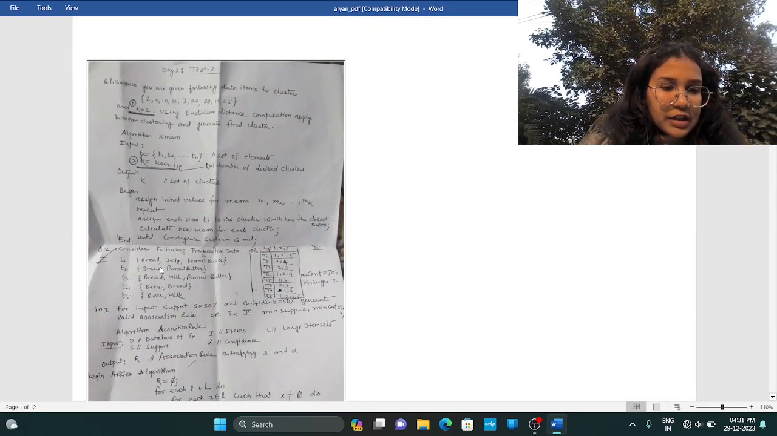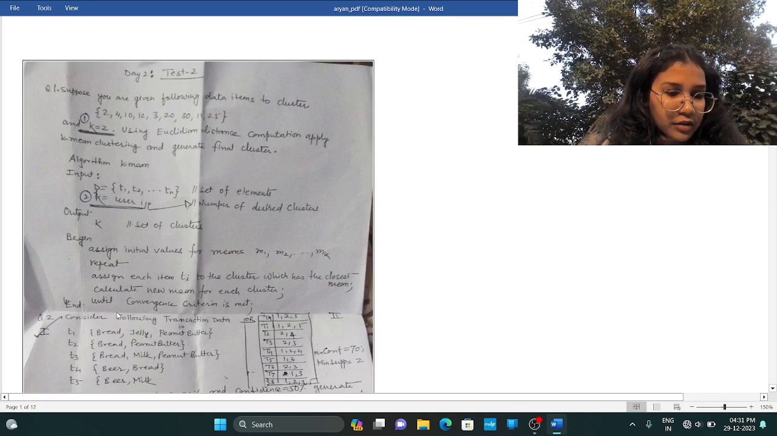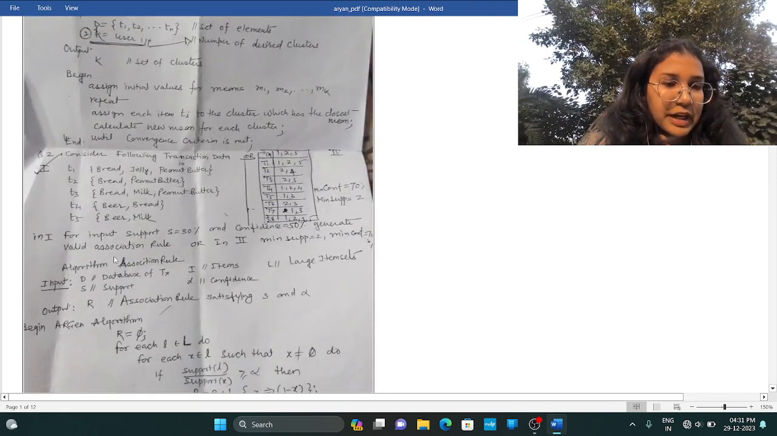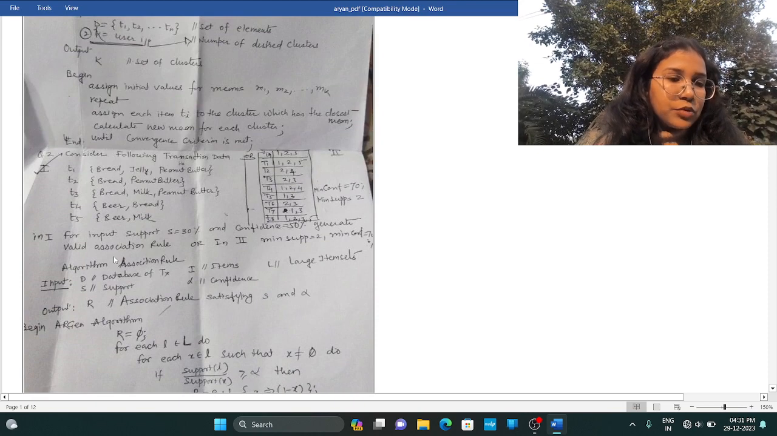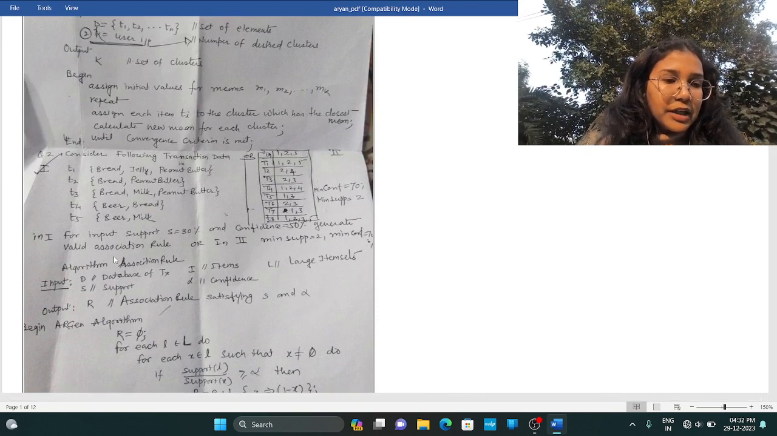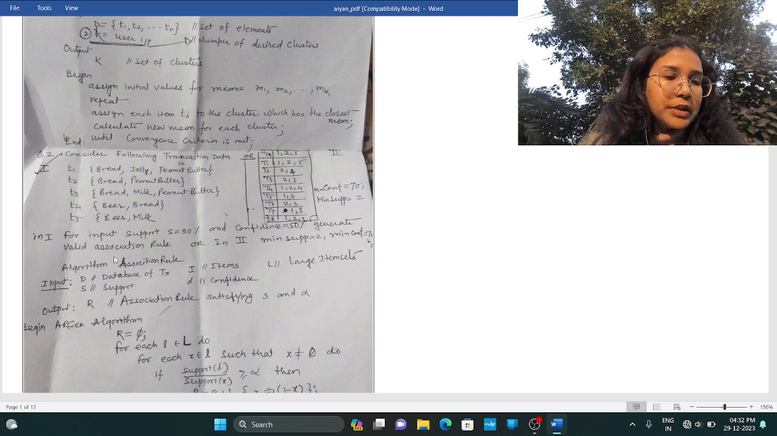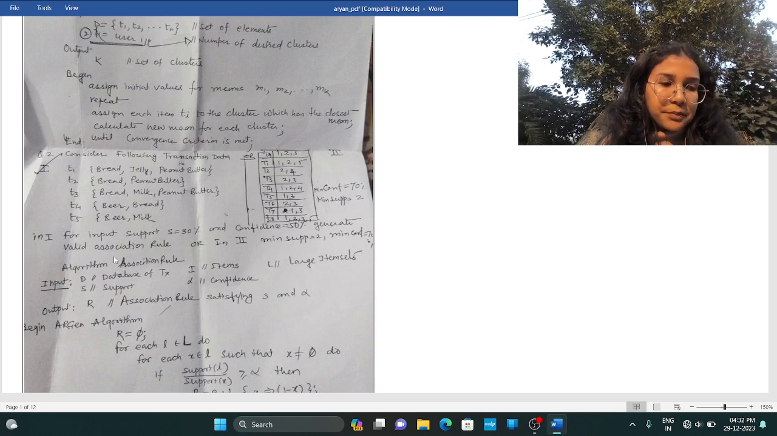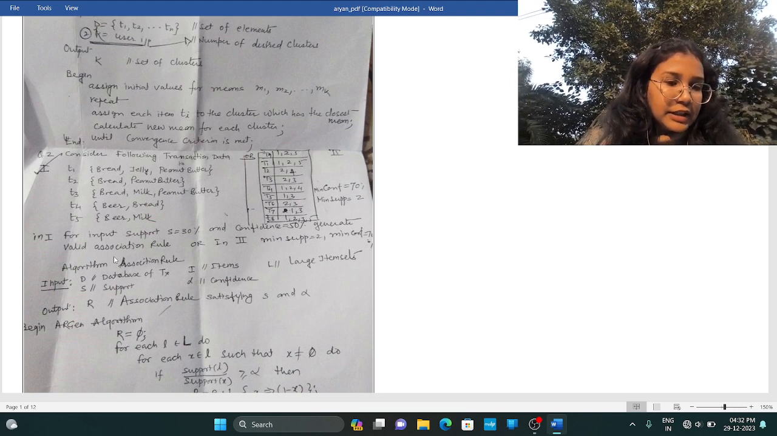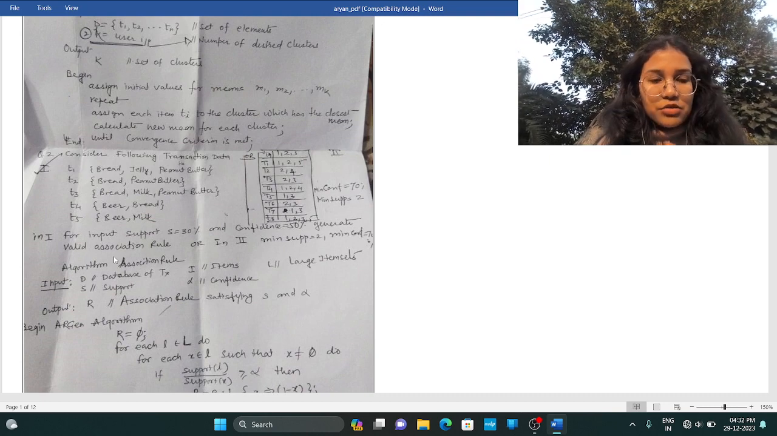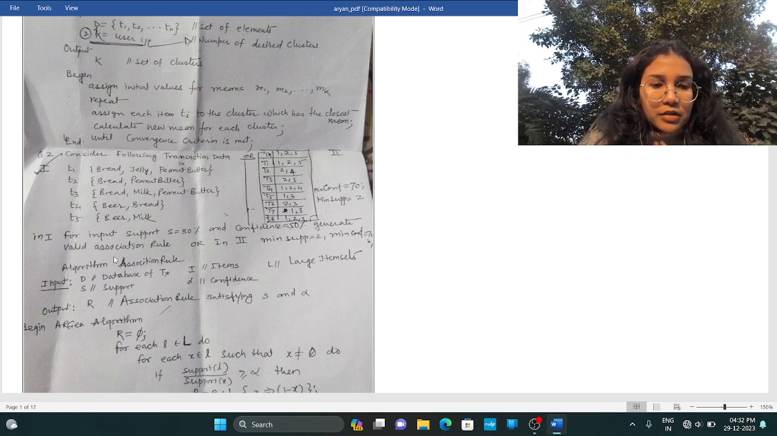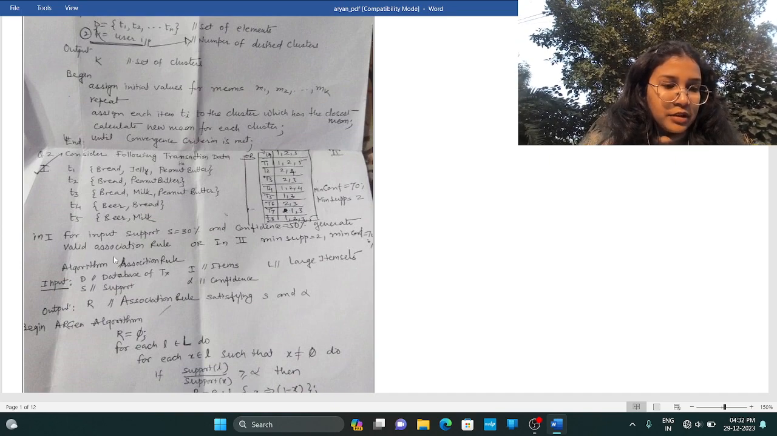Question number 2. Consider the following transaction data. T1 is bread, jelly, peanut butter. T2 is bread, peanut butter. T3 is bread, milk, peanut butter. T4 is beer, bread. T5 is beer, milk. For input support S equals 30% and confidence equals 50%, generate valid association rules. Also, with minimum support equals 2 and minimum confidence equals 70%.